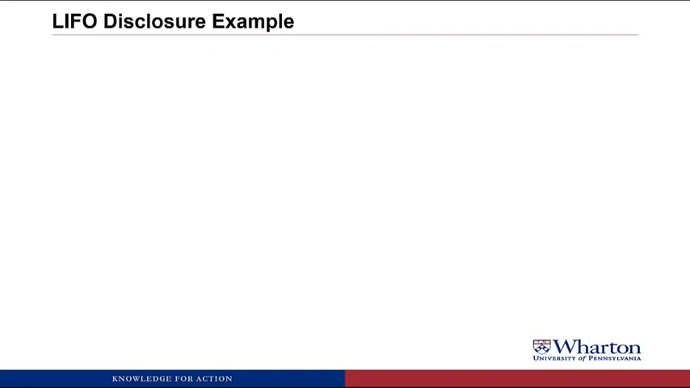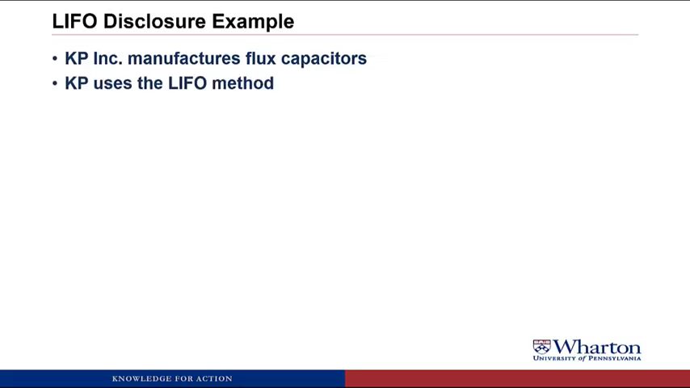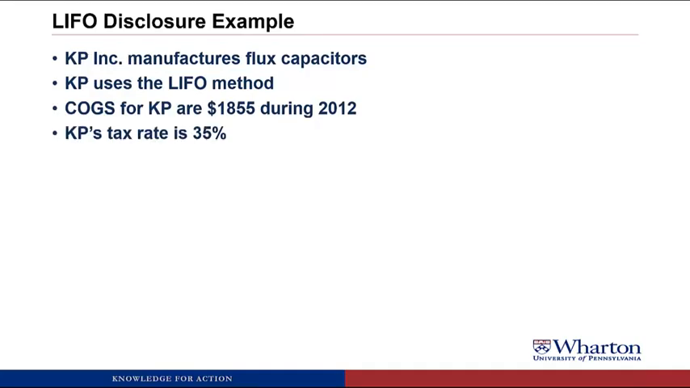Now let's take a look at an example of a LIFO disclosure. We're going to look at KP Incorporated, which manufactures flux capacitors. And if you don't know what those are, you should maybe pause right now and search it on Wikipedia. Anyway, KP uses the LIFO method. So if we want to compare KP's results to a company that uses FIFO, we have to switch KP from a LIFO to a FIFO basis. Cost of goods sold for KP are $18.55 during the year 2012, and their tax rate is 35%.